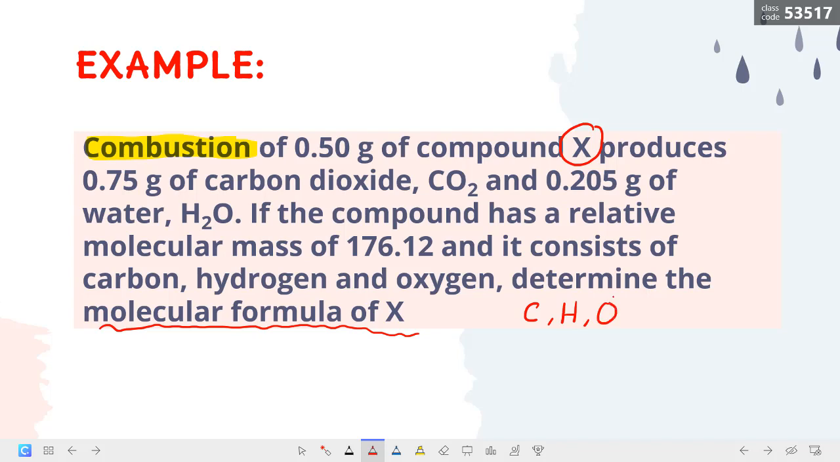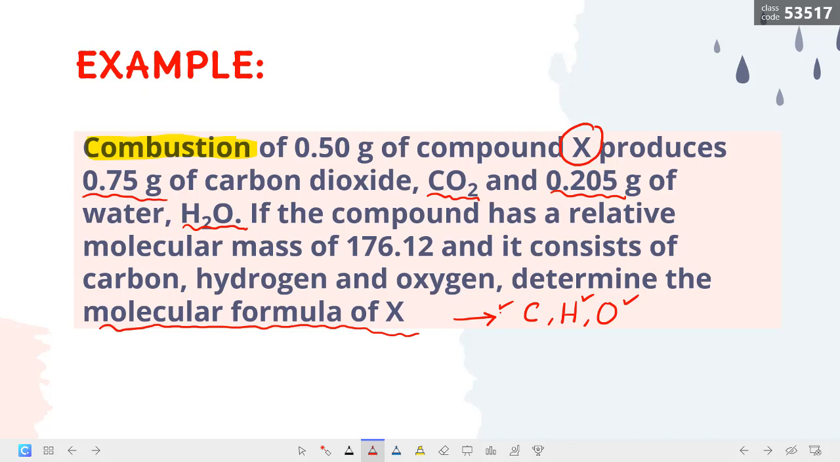Jadi, bila kita nak cari molecular formula, mesti kita ada mass carbon, hydrogen, oxygen. Okay, kita mesti ada mass elemen ini. But given to you in the question, you have the mass of carbon dioxide. You have the mass of water. So untuk menyelesaikan soalan ini, kita kena buat sesuatu terlebih dahulu. Apa dia? We must get or determine the mass of this element first. So how to determine the mass of this element?